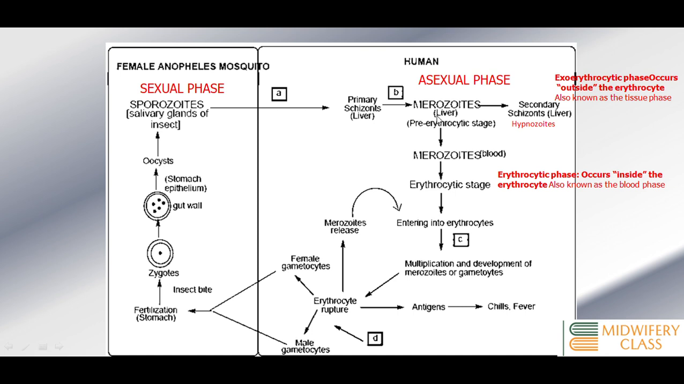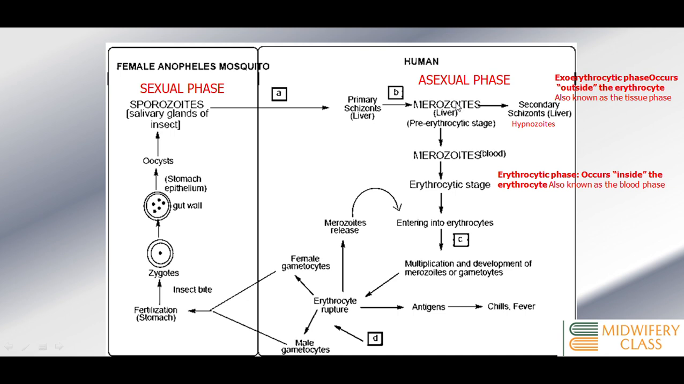Now, the merozoites that are produced within the liver can, one, enter a dormant form that we call secondary schizonts. That is usually within the liver, and they are also known as hypnozoites. Anytime, these secondary schizonts or hypnozoites can become active and cause a disease.